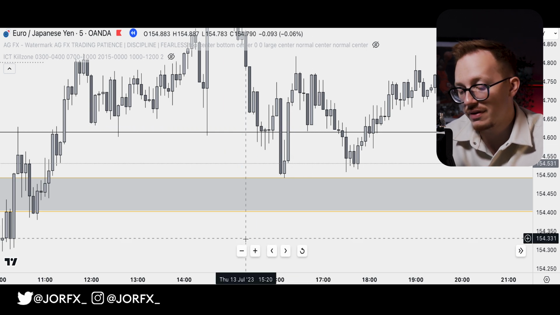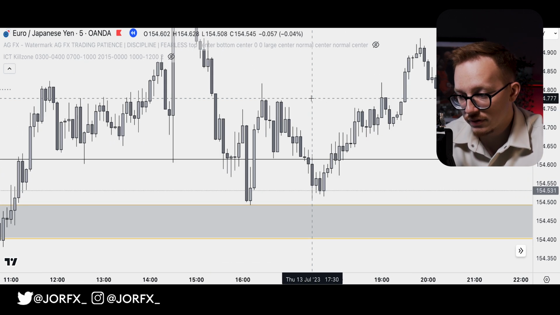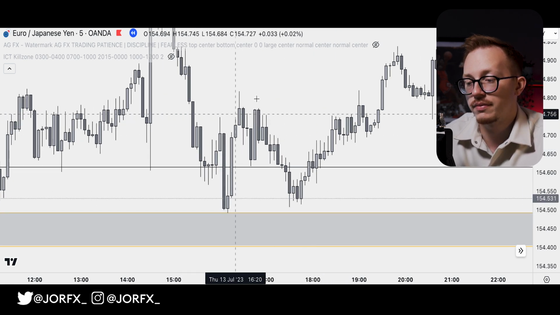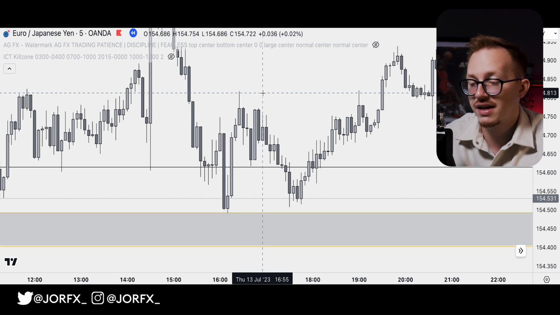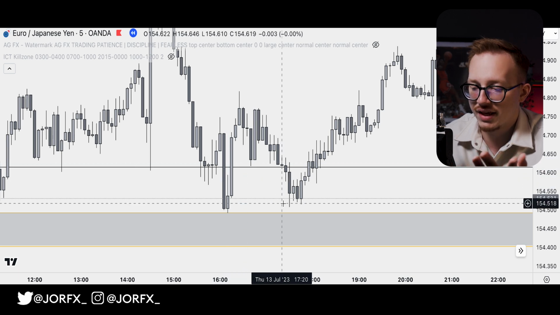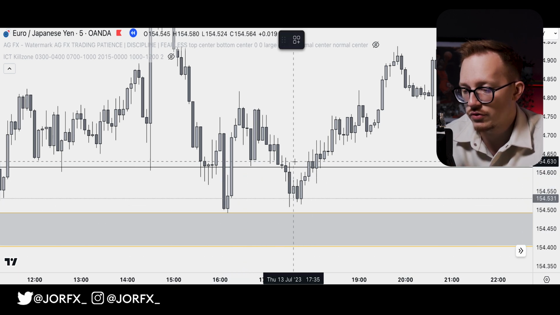So then you go down to the 15 or to the 5. Let's do it for this example on the 5. And as you can see, we have displacement coming out of the zone. This indicates to me that this zone is valid and that this is the right zone to look for. By the way, you can do this on every time frame. I just like the 5 minutes so that I don't have to stress too much.